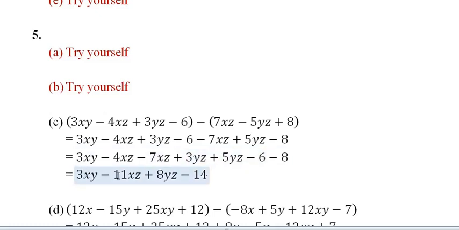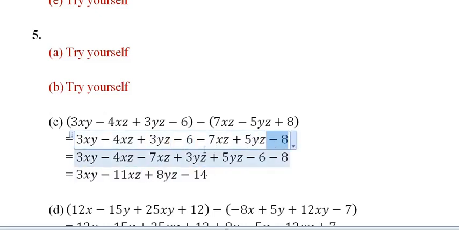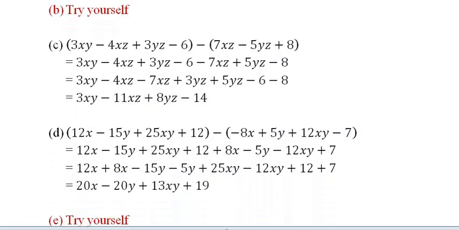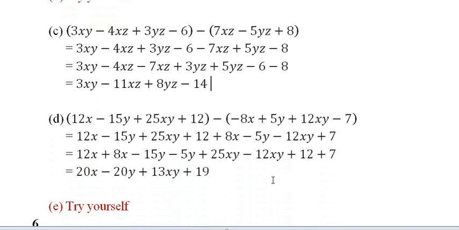So the ultimate answer will be 3xy minus 11xz plus 8yz minus 14, because this plus 3yz and plus 5yz will be added. Okay, and you will get plus 8yz, and this minus 6 and minus 8 will also be added together, so it will be minus 14. Okay, so this is your ultimate answer. And the same way that you will follow here in question number D also.